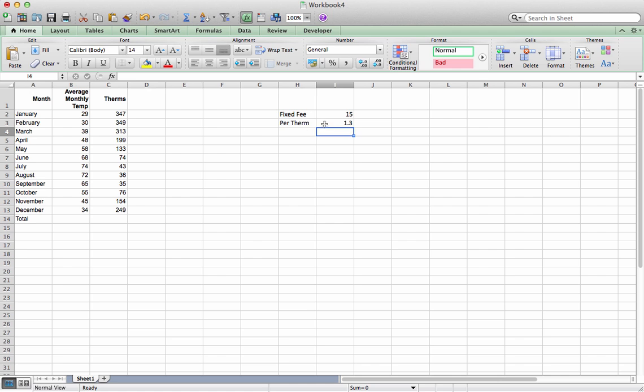So what we're doing is something a little different than what we've done before because in our formula, we want to keep referring back to these same two numbers here. But we want to be able to change these numbers and see what happens when we change them. So here's the way we do this.